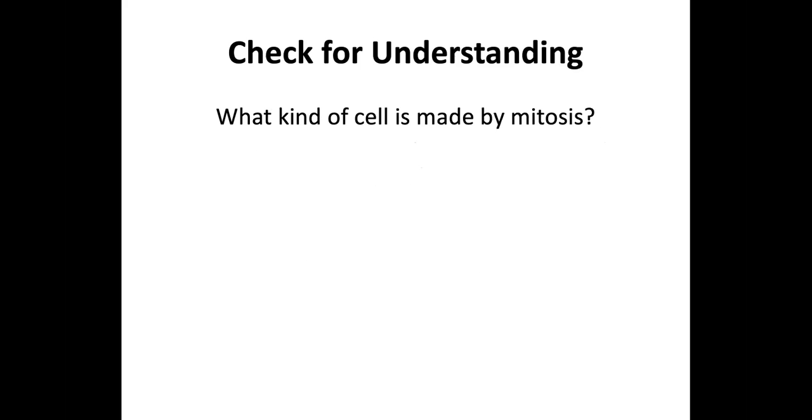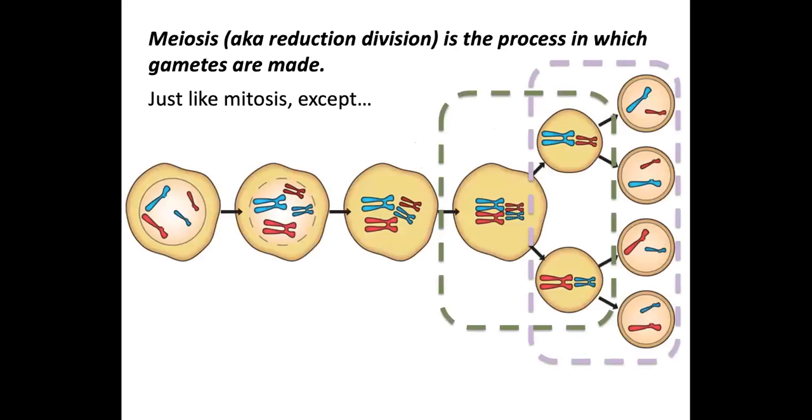What kind of cell is made by mitosis? Somatic. Meiosis? Gametes. All right, so now we're going to get into meiosis. Meiosis, which is also known as the reduction division, is the process by which gametes are made. It works, like I said, much like mitosis, but there are a few differences.